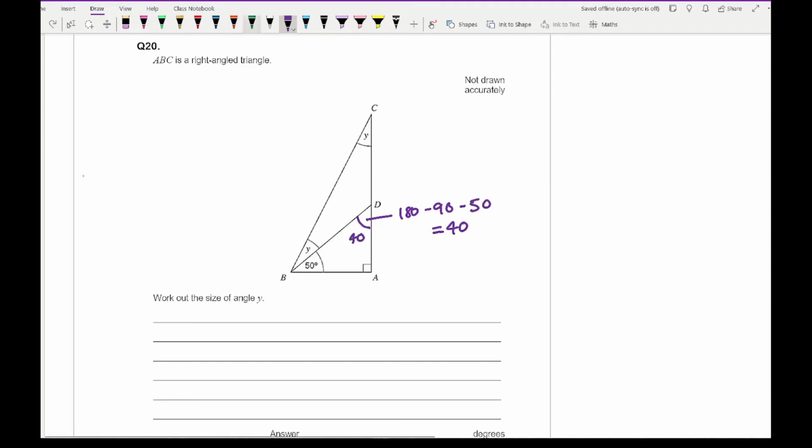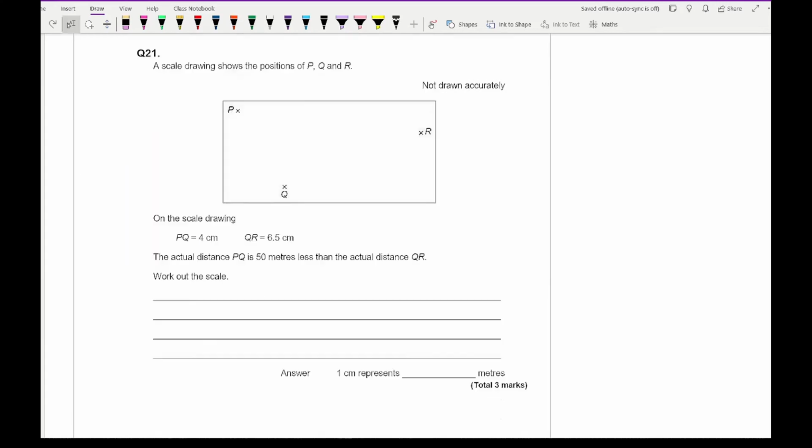And so that means this angle here, because it's on a straight line, must be 140, because those two angles there add up to 180. So then angle Y is going to be 180 take away 140, which leaves me with 40 degrees, and that equals 2y, so y must equal 20 degrees.